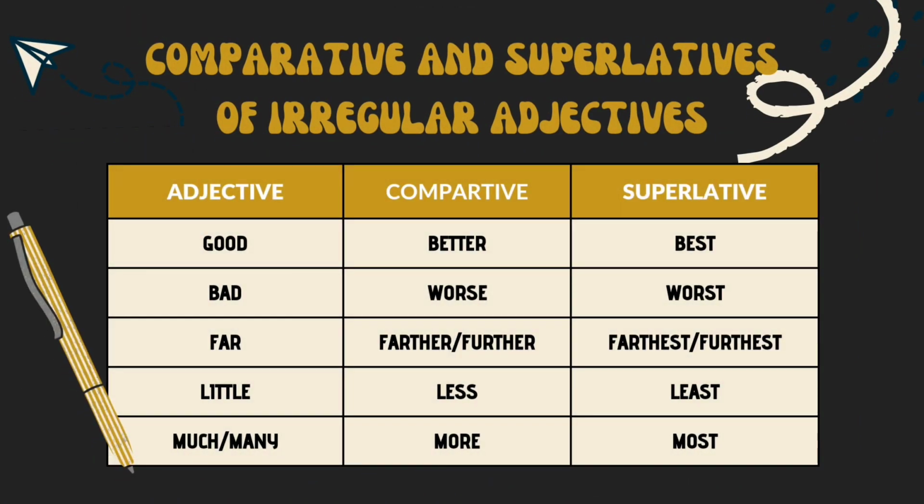And finally, it's important to know that we have irregular adjectives and it's necessary that we memorize the adjectives in the table because they don't follow the rules. They change in comparative and in superlative form.